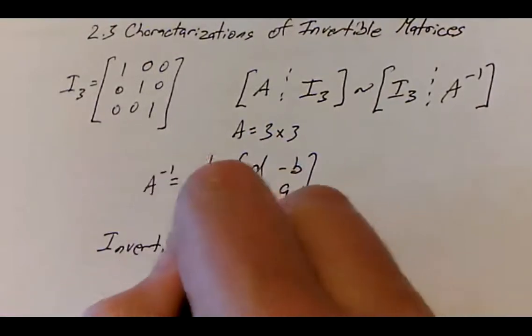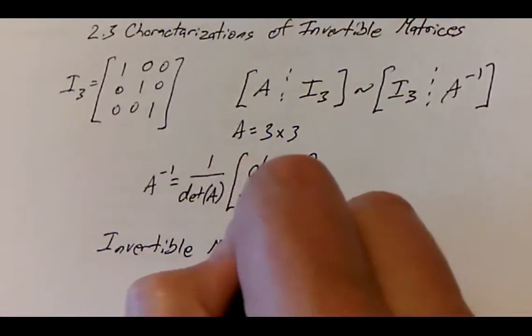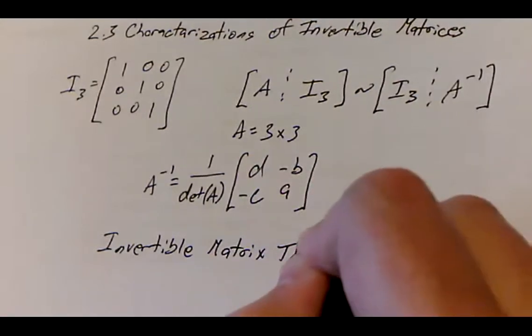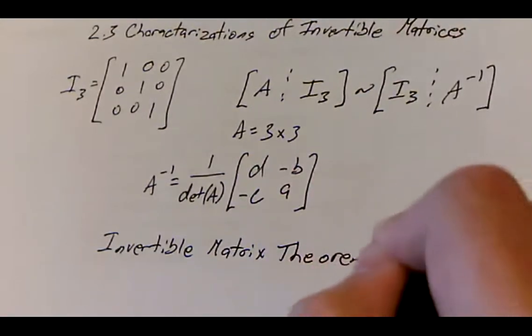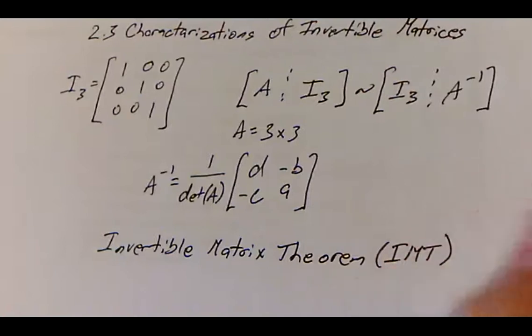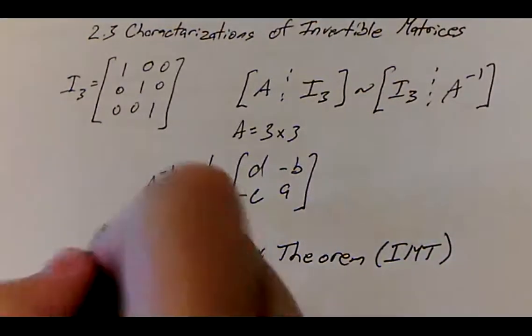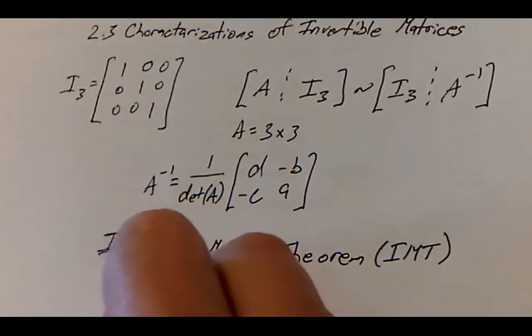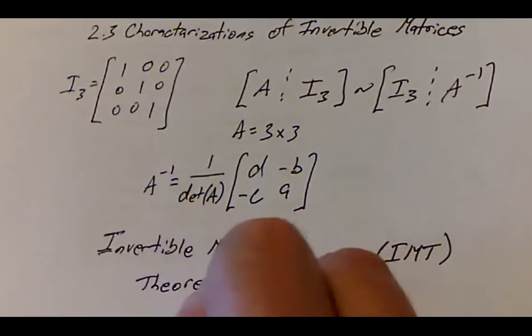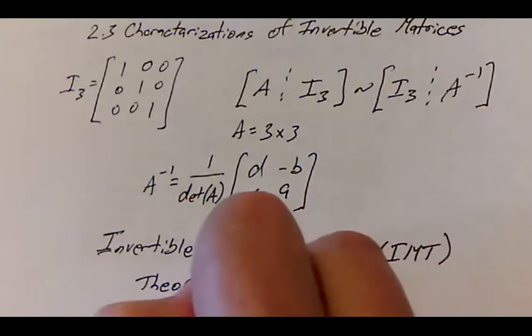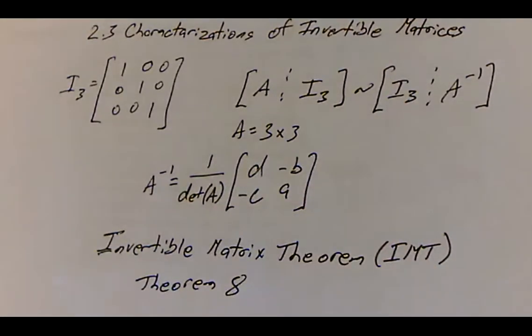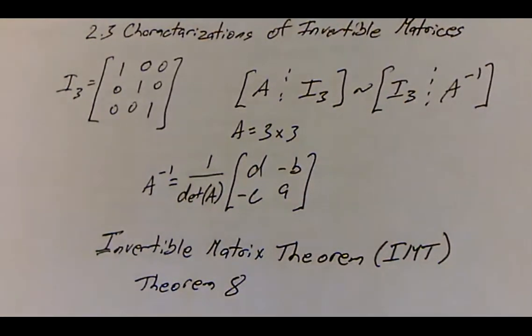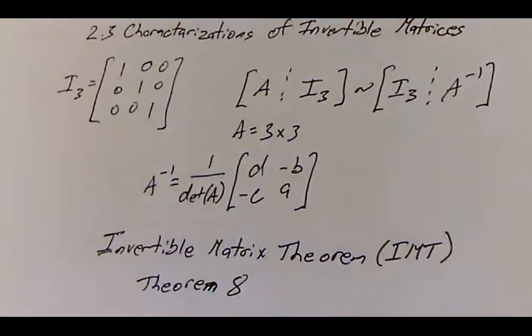Okay, the invertible matrix theorem will also get abbreviated to just IMT. This is also theorem 8. We will usually call it the invertible matrix theorem and not theorem 8 from chapter 2. If you have a different textbook, it would have a different theorem number and things like that. But in our textbook, it is theorem 8.